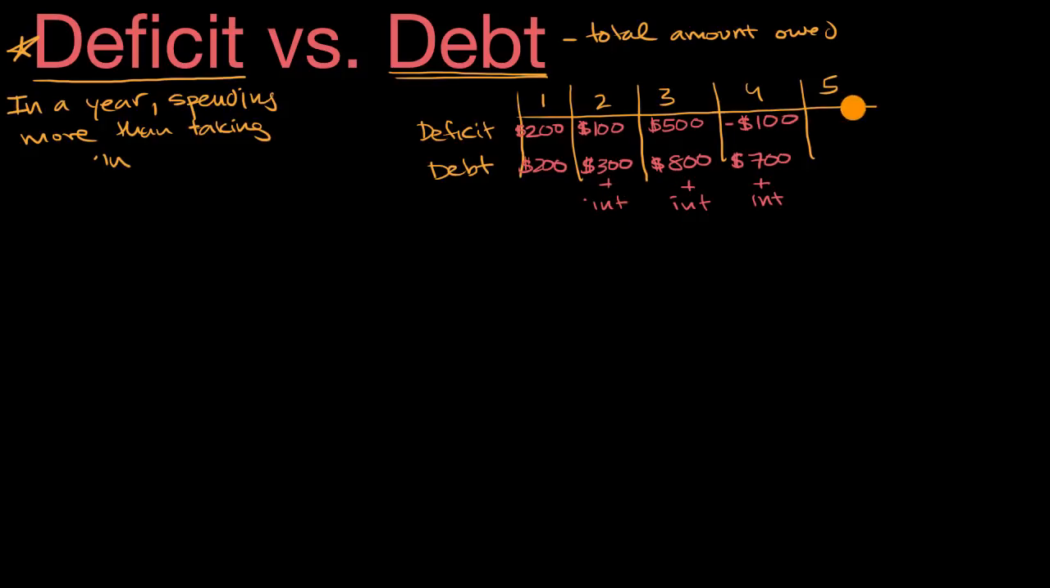And of course, you could have a year where you have a completely balanced budget. You're not running a surplus or a deficit. And in that case, your debt will just grow by the amount of interest that you're accumulating.